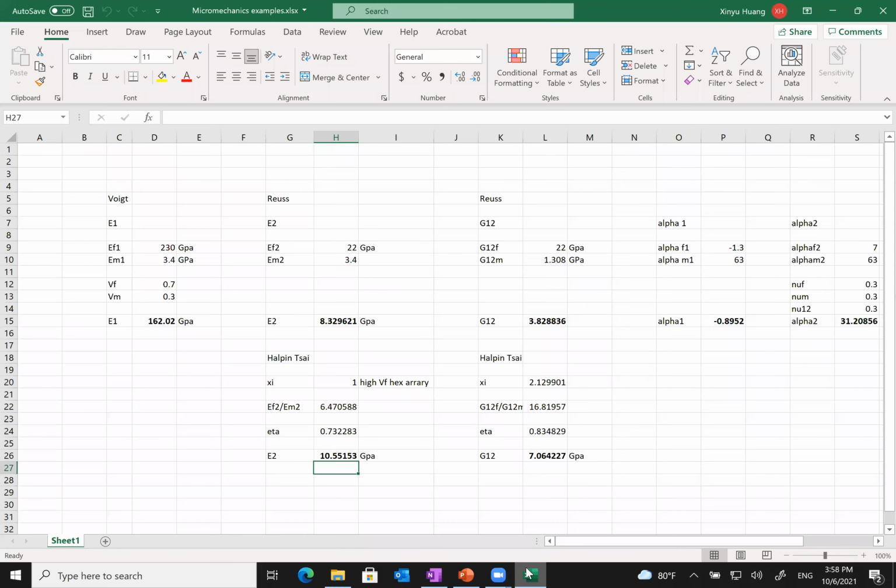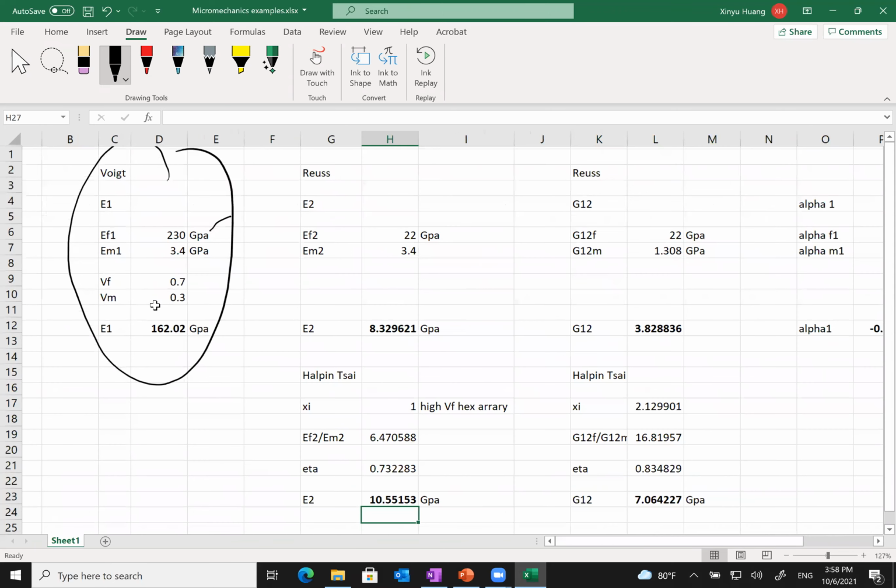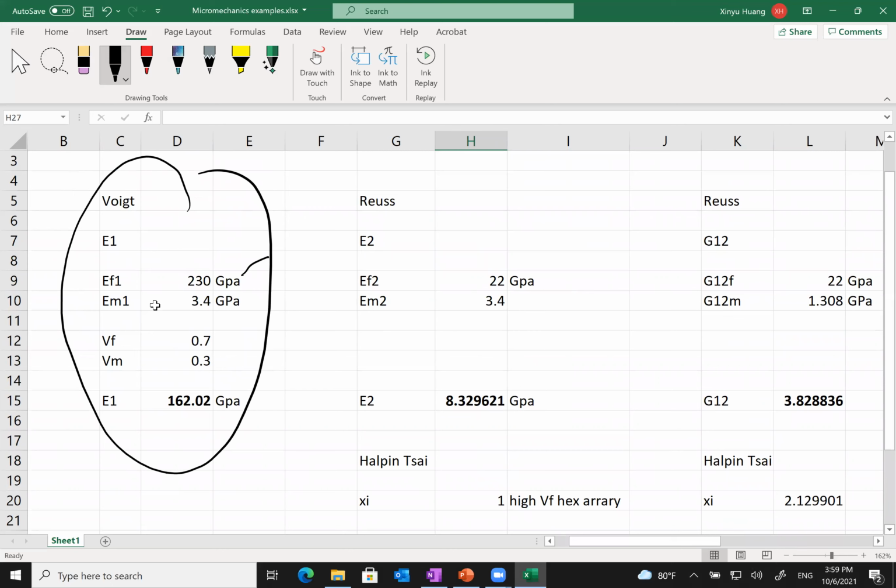So I did my calculation using Excel. The E1 estimation is a voigt model. This part. This number is the fiber modulus in one direction. I call it EF1. Can you see my screen, the Excel screen? Yes. Okay, so I make it a little bigger. All right, this is the matrix. The matrix is isotropic, so it's the same modulus in all directions. 3.4, this number here. And then fiber volume fraction, and then matrix volume fraction. I just mix them with the Voigt model like this. This is the equation here, right? Basically, this number multiplies this number, plus this number multiplies this number. It turns out to be 162 gigapascal, because I use gigapascal as input.